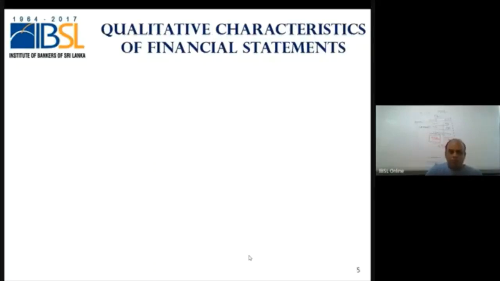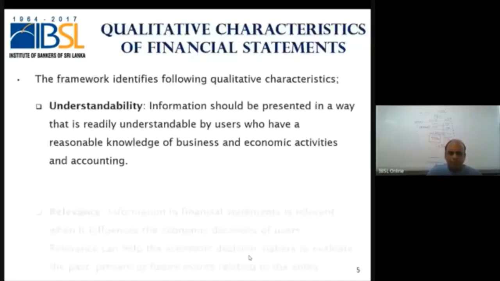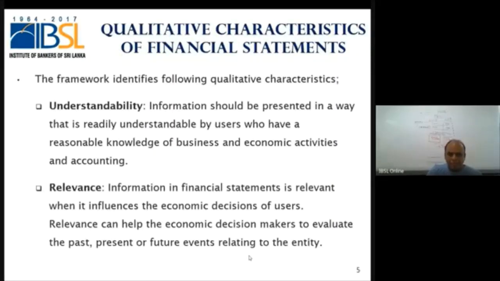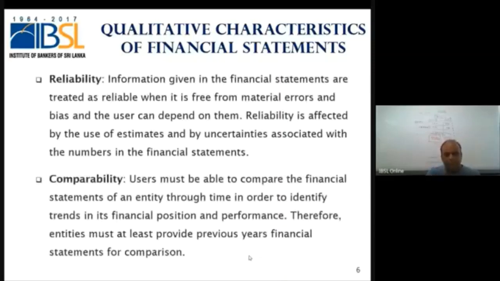So there are 4 characteristics, as I told you: understandability, relevance, reliability, and comparability. These are very, very important 4 terms. In exams, sometimes you might have to write about these four concepts, or maybe say characteristics. What do these mean? When you say reliability, what is that? Comparability means what? So you should be able to write about all those 4 qualitative characteristics.